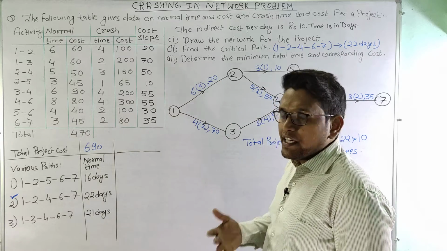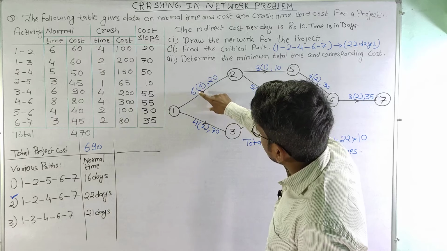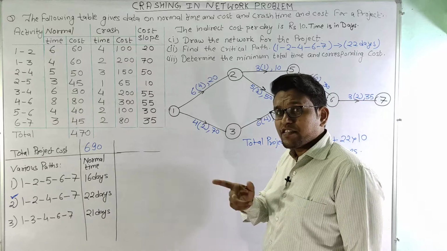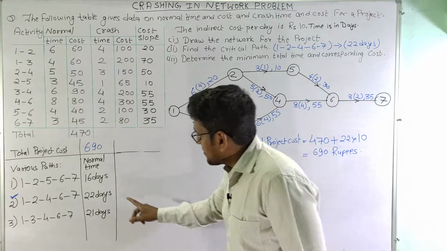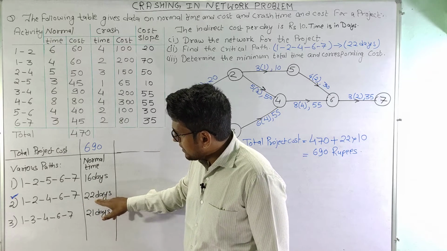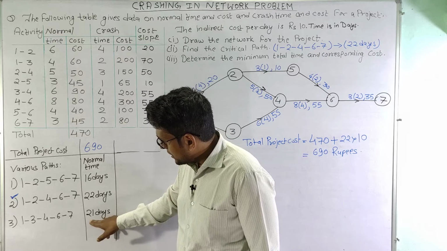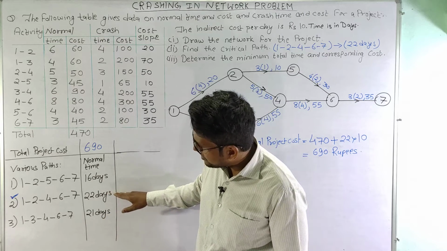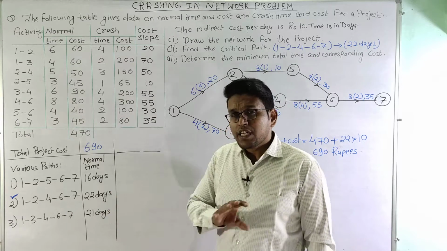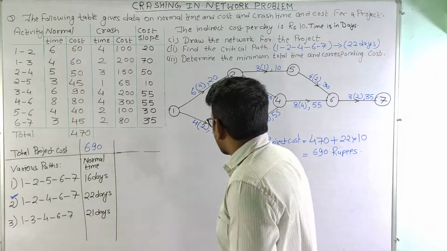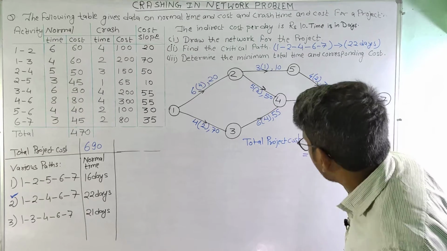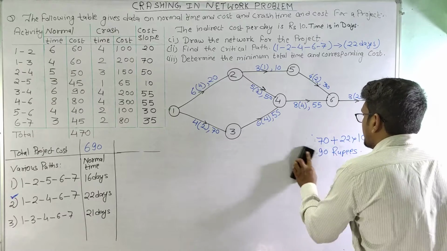But for how many days we are going to crash the activity? The normal time here is 6 and the crash time is 4. That means we can crash this activity for 2 days. But when we are watching here, we can say that our critical path consists of 22 days and the next path is having 21 days. That means we can only crash this activity for 1 day, because if we crash it for more than 1 day, then our critical path will change. So we will crash the activity 1-2 by 1 day.